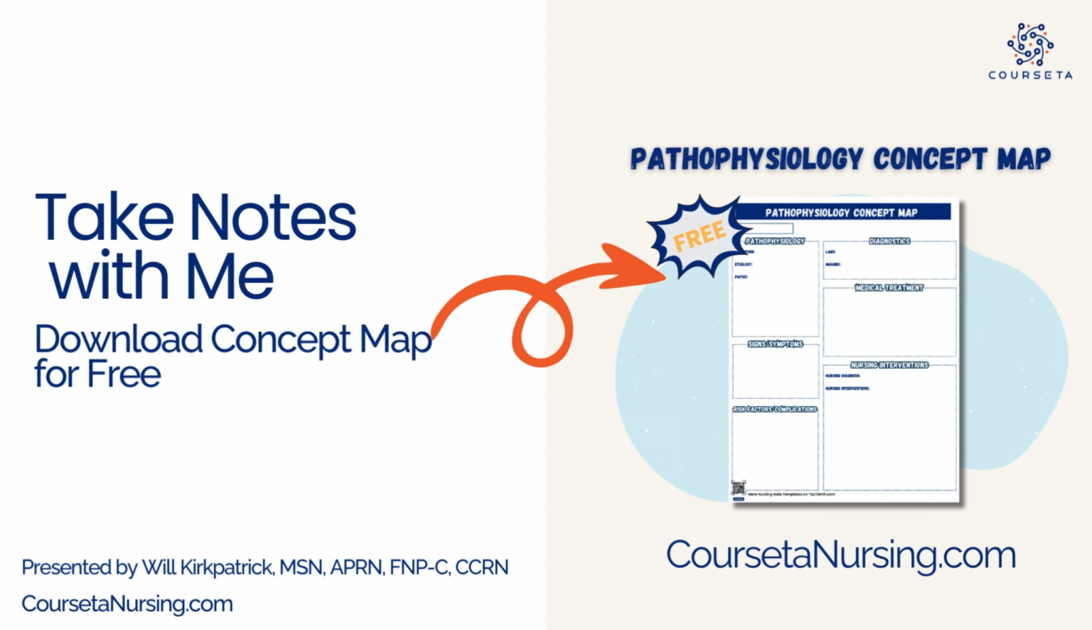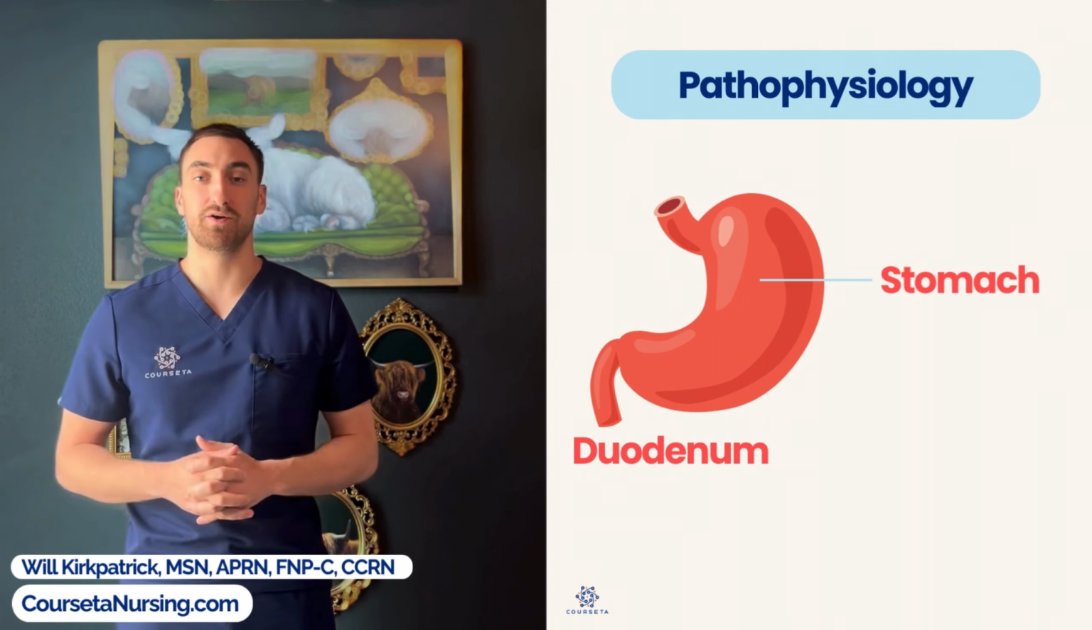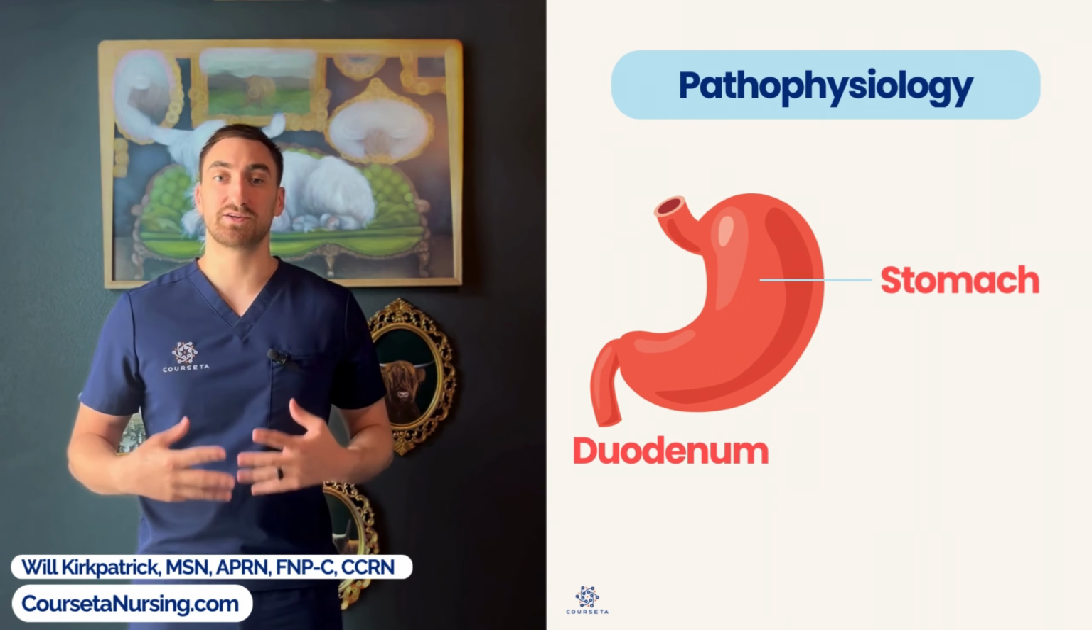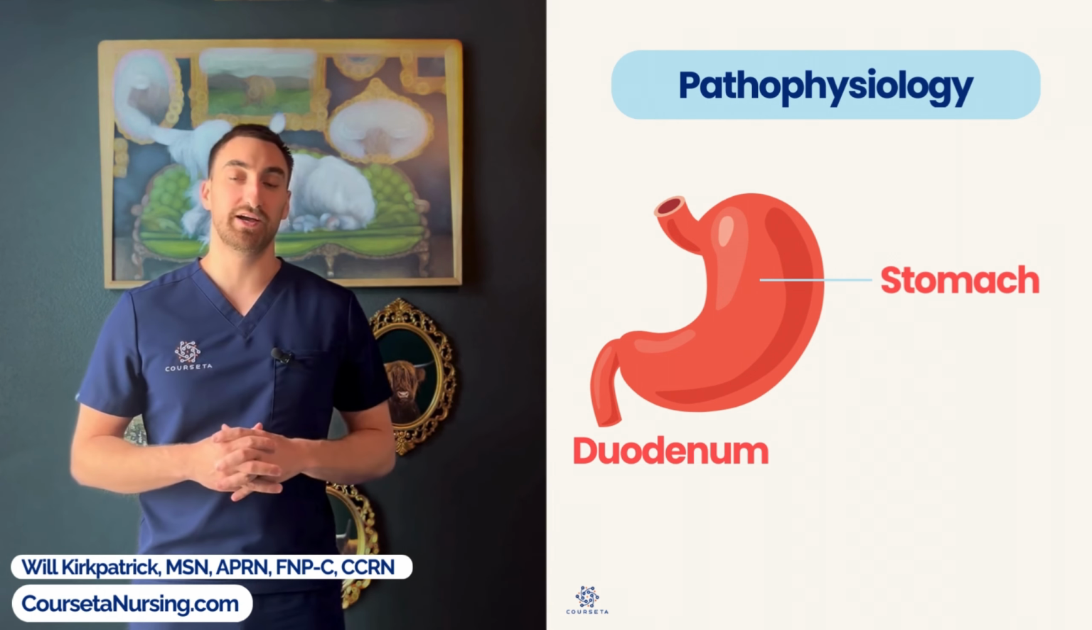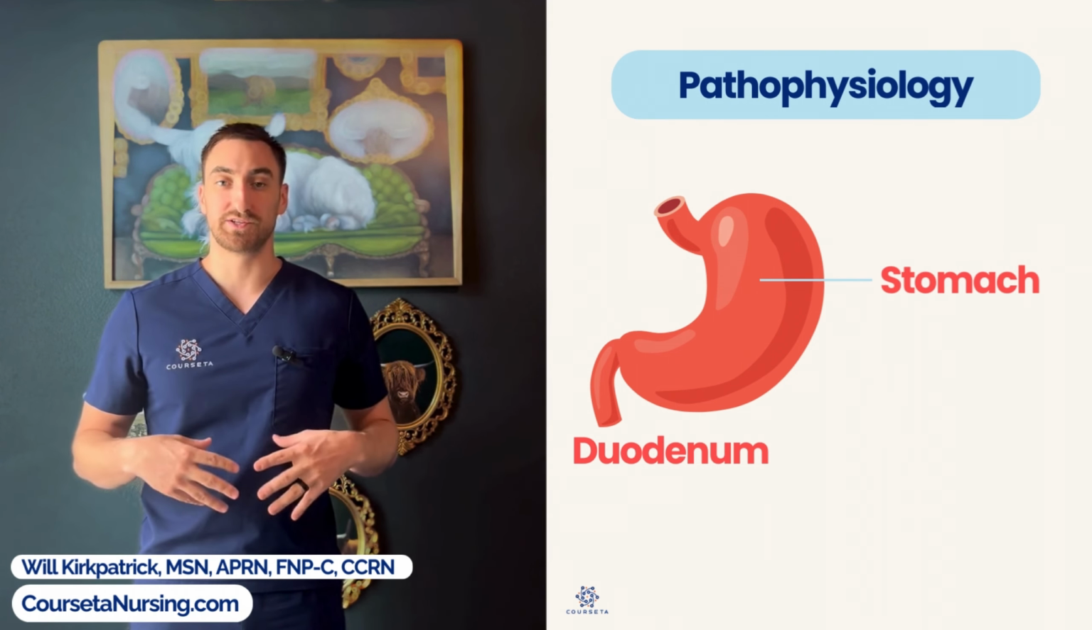So let's get right into it. Peptic ulcer disease, what does that mean? Peptic means stomach or duodenum. Your stomach is what collects the food that you swallow, and the duodenum is the very first portion of the small intestine. So we're talking about both those regions.